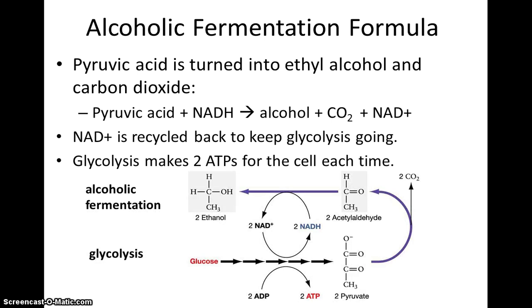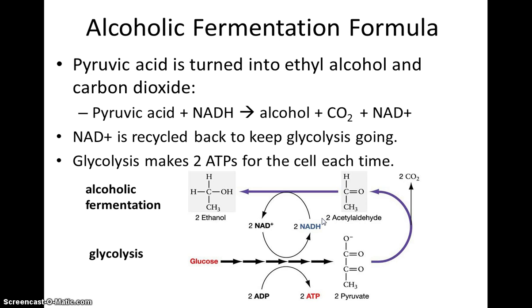Everything else here is the same. It makes 2 ATPs, but you can see it looks a little bit different. Here, instead of pyruvate immediately being turned into ethanol, there's an intermediate form. Again, you don't need to know the exact name of this, but that is what's going to lead to the production of ethanol, again using NADH.